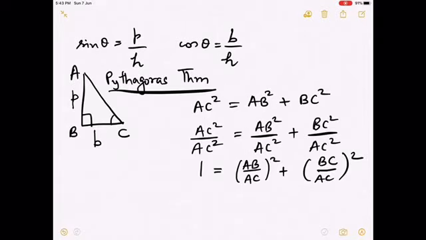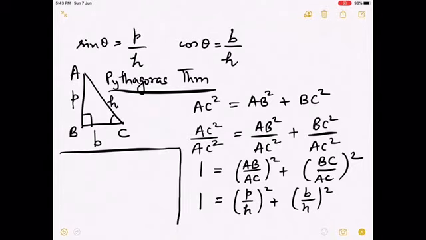And for this triangle, AB is perpendicular, AC is the hypotenuse, so we can write this as 1 is equal to P upon H whole square plus B upon H whole square. We can write like this. Now as we know, P upon H is nothing but sin theta and B upon H is cos theta. So we can write down here sin square theta. Sin square theta comes from where? It comes from P upon H whole square, plus cos square theta is equal to 1.